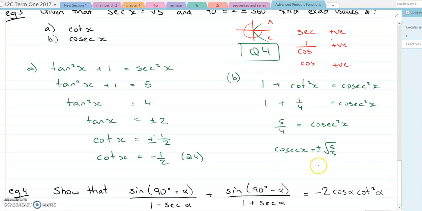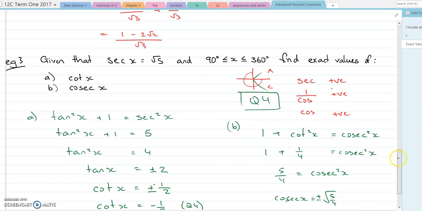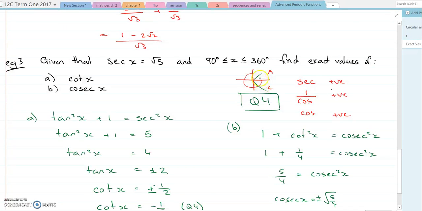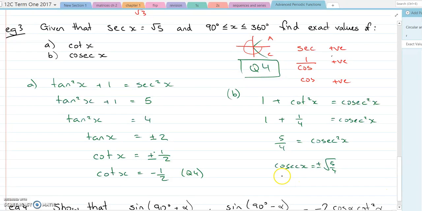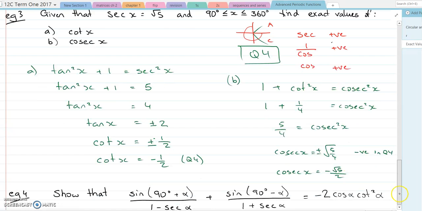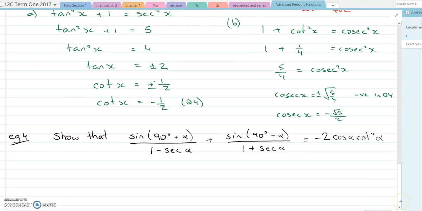Cosecant is 1 over sine, and sine is negative in quadrant 4. So sine negative, therefore this is negative in Q4. That means that cosecant x is negative, and that could be simplified. I can take the square root of 4 on the bottom and make that a 2. Okay, that example's done. Last one.